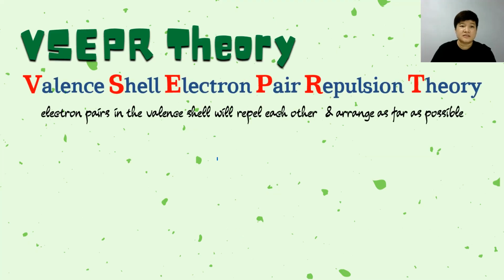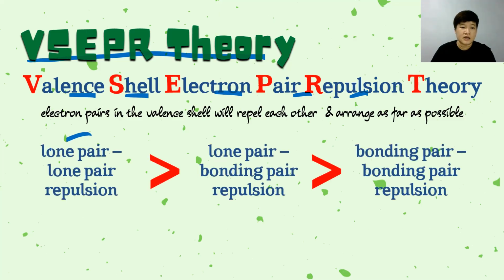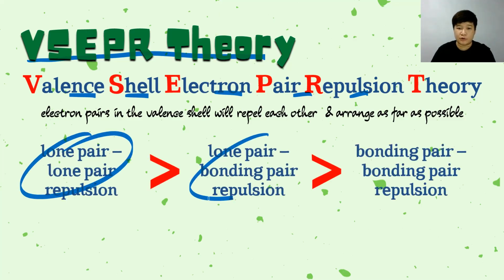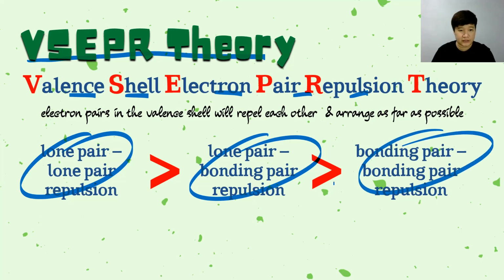First and foremost, just to recall what VSEPR theory actually is: it is your valence shell electron pair repulsion theory. It's talking about how all the electron pairs in your Lewis structure will tend to repel each other and move as far as possible to minimize the repulsion. We have 3 types of repulsion. They are lone pair repulsion, lone pair bonding pair repulsion, and bonding pair repulsion.